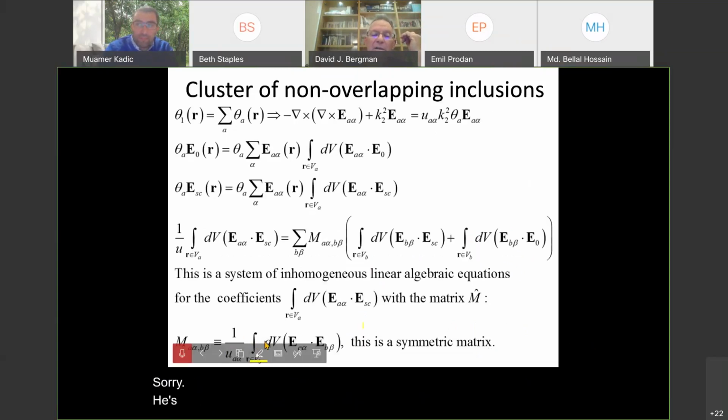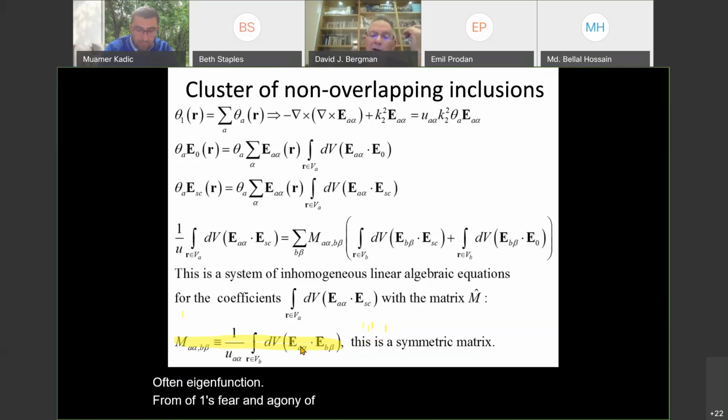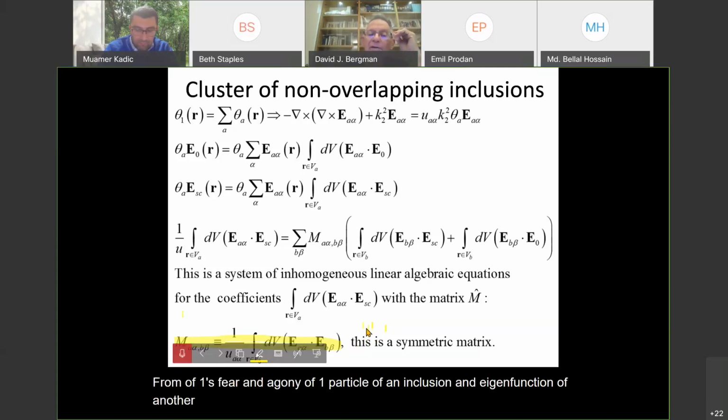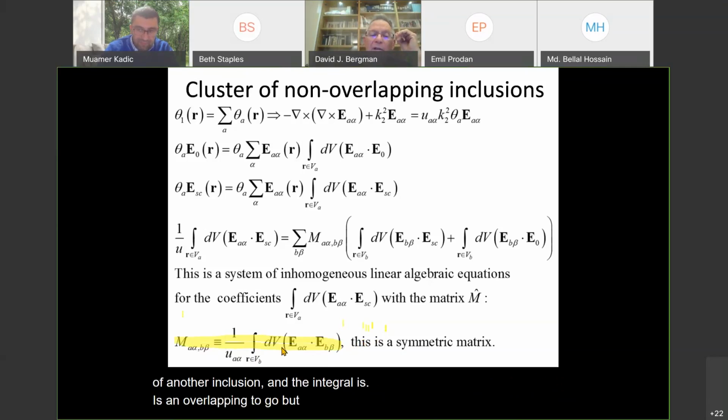It's given by these scalar products of an eigenfunction of one sphere, or one inclusion, and an eigenfunction of another inclusion. The integral is an overlap integral, but it's calculated only, integration is only over the volume of one of the particles.